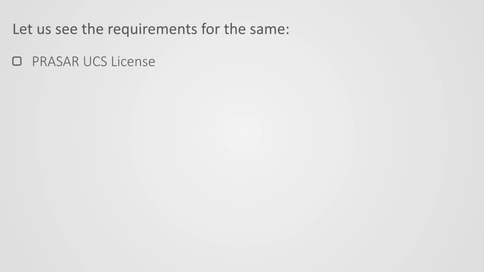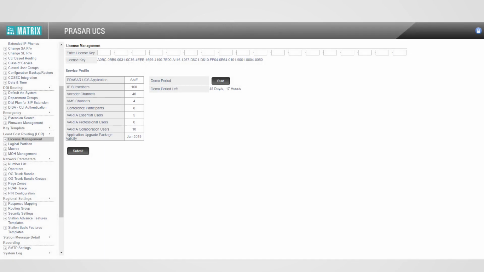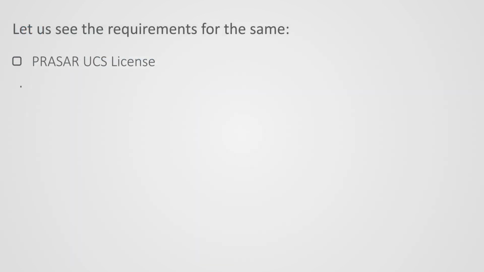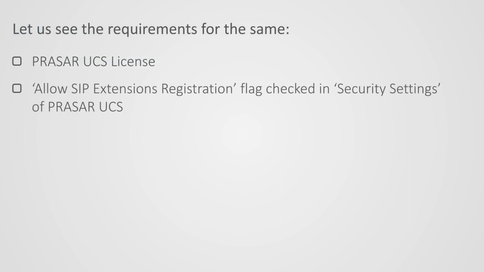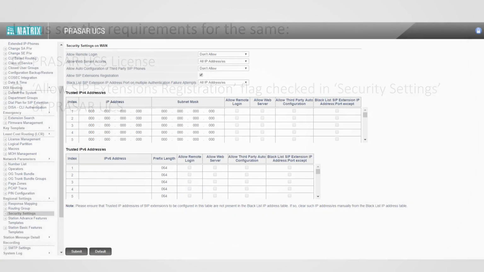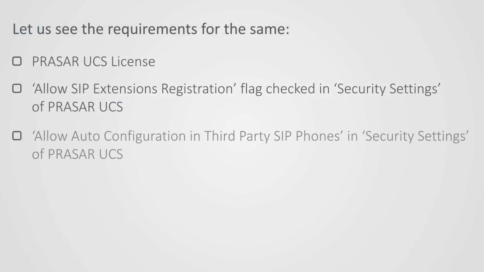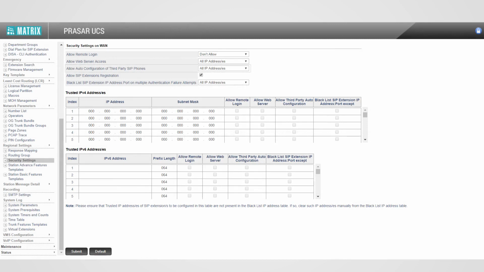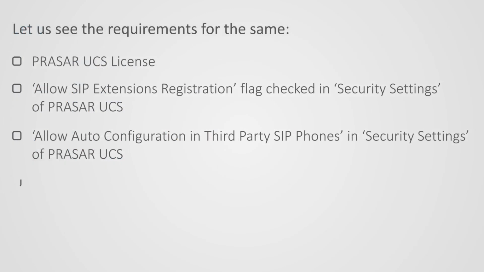PRASAR UCS license. Allow SIP extensions registration flag checked in security settings of PRASAR UCS. Allow auto configuration in third-party SIP phones in security setting of PRASAR UCS. IP subscriber licenses.